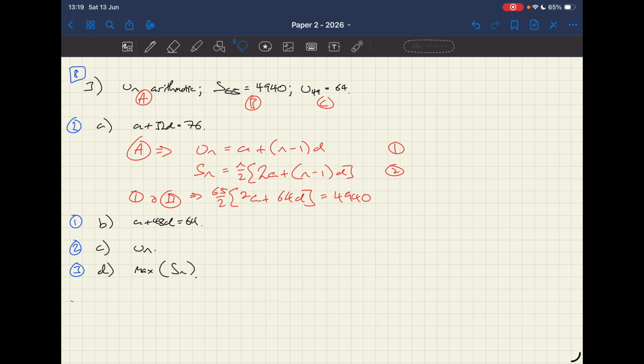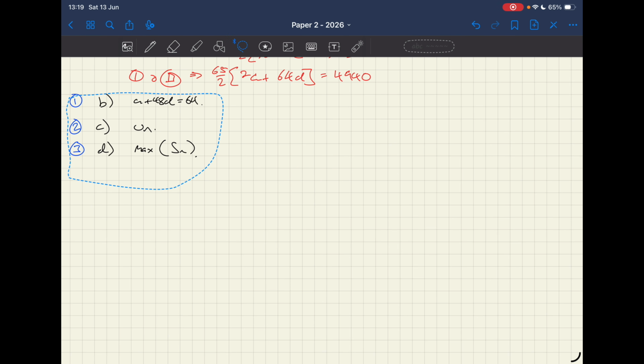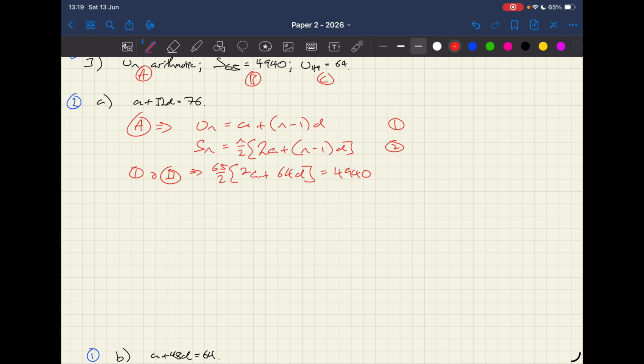I'm going to move these all out of the way a little bit for a sec. Doing the division then. So 65 on 2, what is that? It's 32.5. So if we do 4940 divided by that thing, we get 152. So the bits inside the bracket, the 2a plus 64d, is equal to 152. And then divide everything there by 2. What do you get? a plus 32 lots of d is going to be 76.